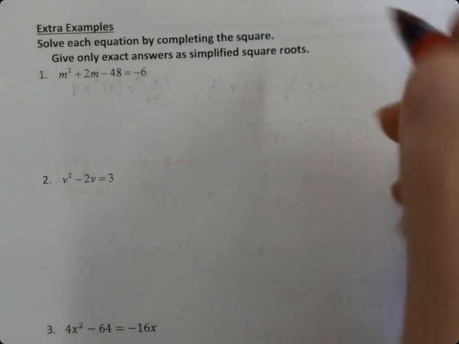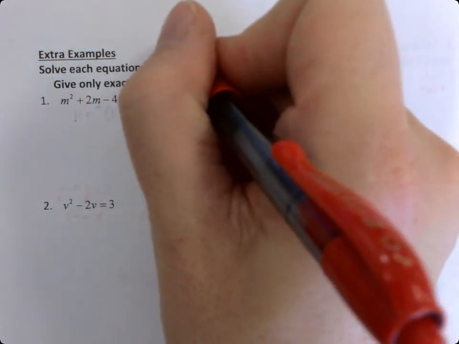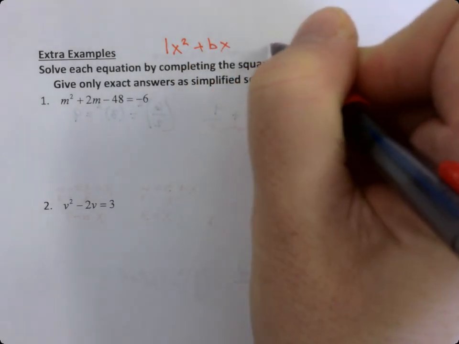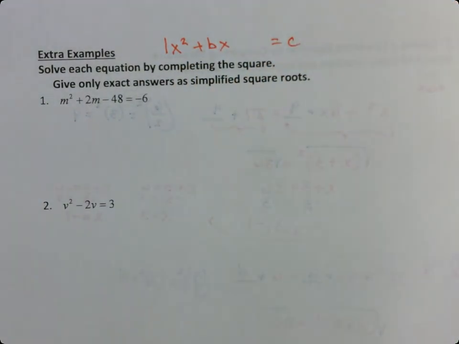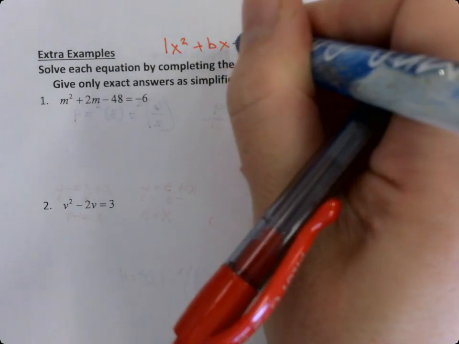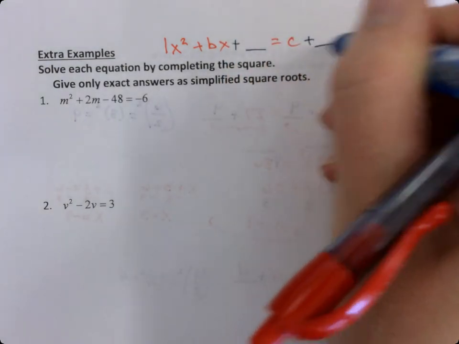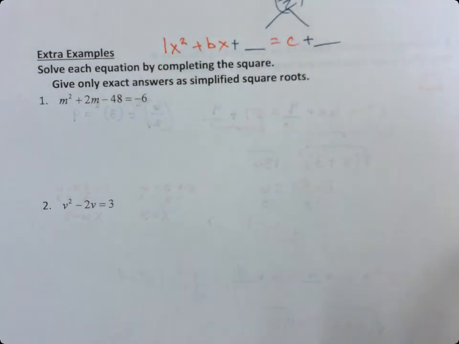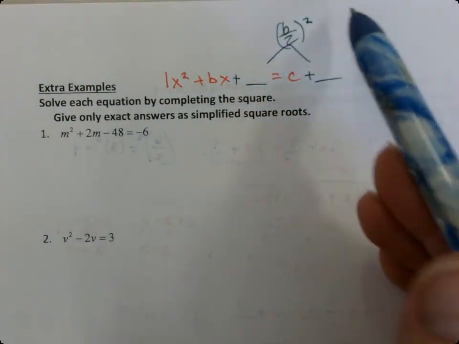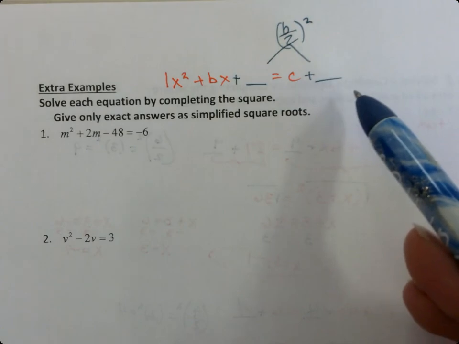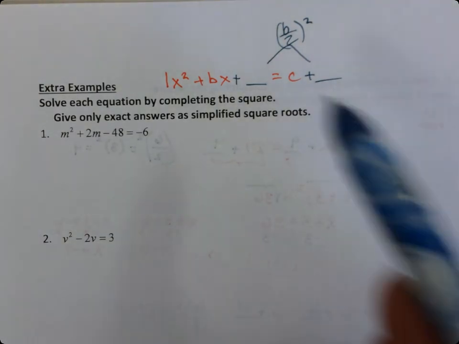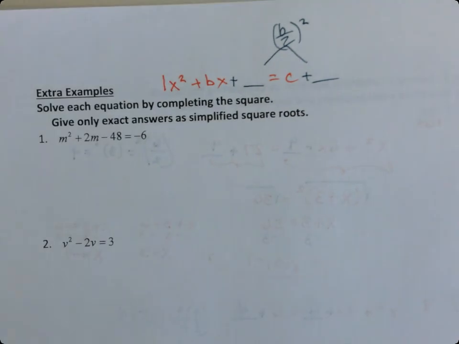All right, looking at this one, I'm going to remind us again, we want it to be a 1x squared plus bx equals c. And then I am going to just remind us on the back here that we're adding in b over 2 squared. And that might be something we put on a note card. I think this is a good reminder of how to complete the square. You don't want to freeze on a test when it says solve by completing the square and you can't remember what it is. So this might be something good to take a look at there.